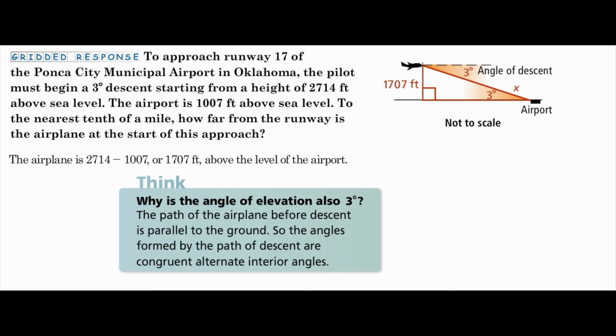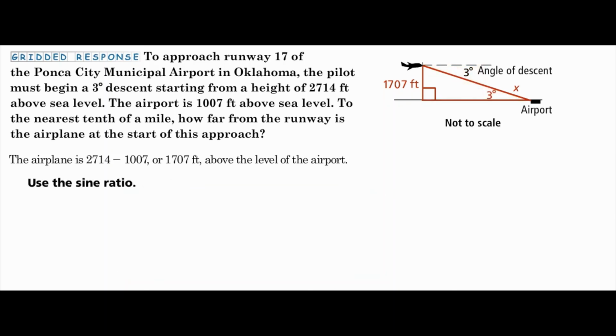The path of the airplane before descent is parallel to the ground. So, the angles formed by the path of the descent are congruent alternate interior angles. You have an angle and the length of the side opposite the angle, and need to find the length of the hypotenuse. So use the sine ratio. The angle is 3 degrees. The length of the side opposite the 3-degree angle is 1,707 feet. The length of the hypotenuse is x.